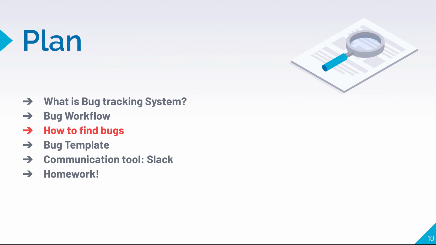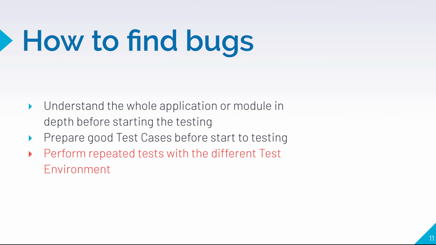All right, so let's see how to find bugs. How do we find bugs? Okay, now we know the workflow of the bug, but how do we actually find a bug? We already know the importance of understanding the whole application or module in depth before starting the testing. We created mind maps, we described the application, we started creating test cases and checklists. So the key is to prepare good test cases before starting to test.